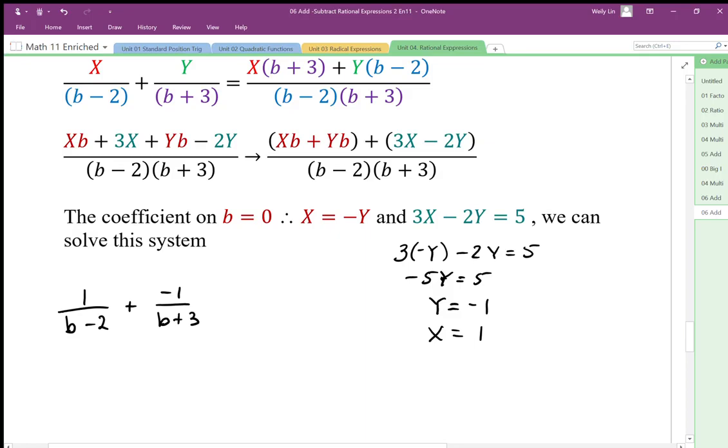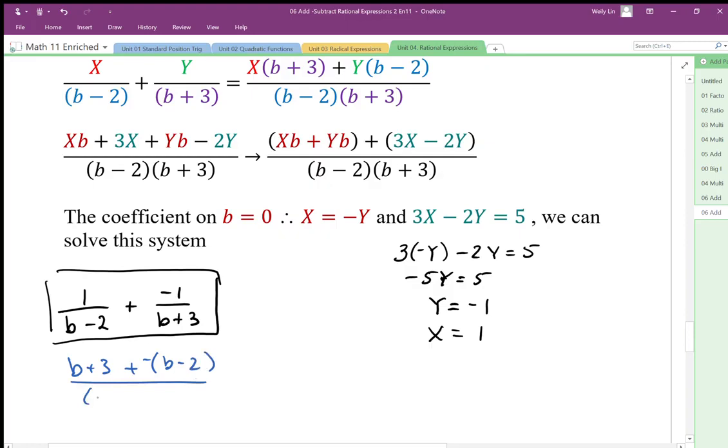This is my answer, this is my partial fractions. If I actually try doing this problem here, I'm going to end up with b plus 3 plus negative b minus 2 all over the common denominator. And sure enough, the b's cancel out, and I end up with positive 5 over b minus 2, b plus 3. Okay, so there it is. There is the right answer starting with these partial fractions.